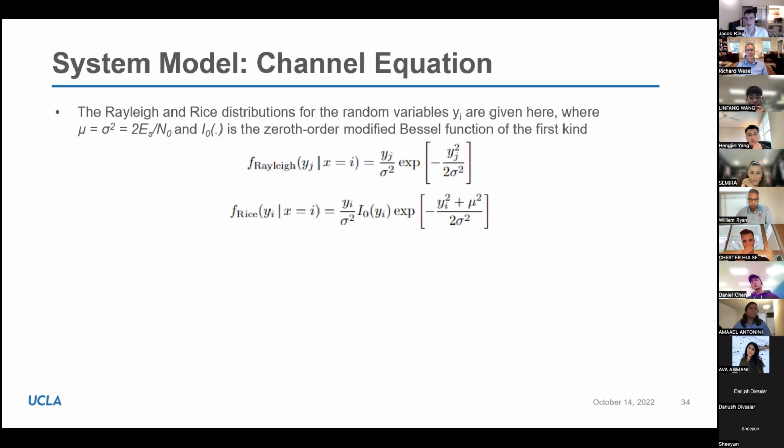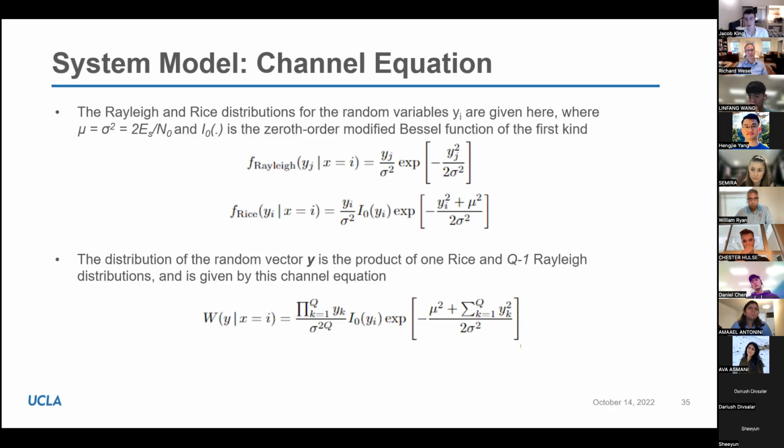Here we can see the probability density functions for the Rayleigh and Rice random variables, where I sub 0 is the 0th order modified Bessel function of the first kind in this equation. In our model, the parameters mu and sigma squared take the value 2 Es over N naught. The random vector Y consists of one Rice and Q minus 1 Rayleigh random variables, since the transmit signal always correlates with exactly one correlator bank in the detector. Thus, the probability density function of Y is the product of the PDFs of one Rice and Q minus 1 Rayleigh random variables, and we can see the channel equation that is generated by that here.